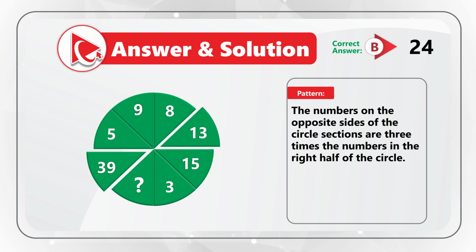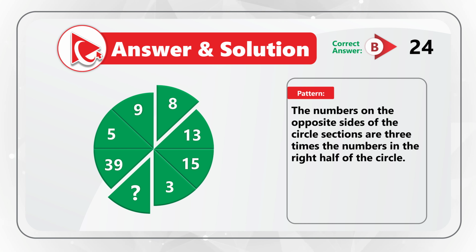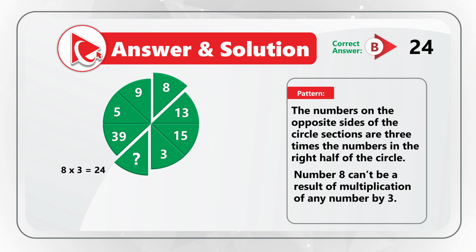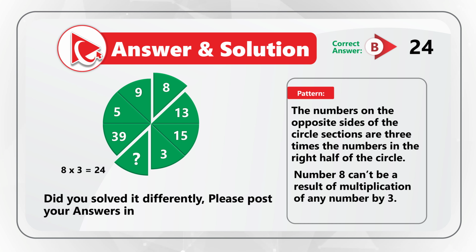Let's take a look at the missing number. Because the number 8, which is on the opposite section, cannot be the result of multiplication of any number by 3, this means that the missing number is the result of 8 multiplied by 3, which equals 24. This is why I think the correct answer here is choice B, 24. Did your calculations lead you to the same answer? If they didn't, please make sure to share your answer and solution in comments.